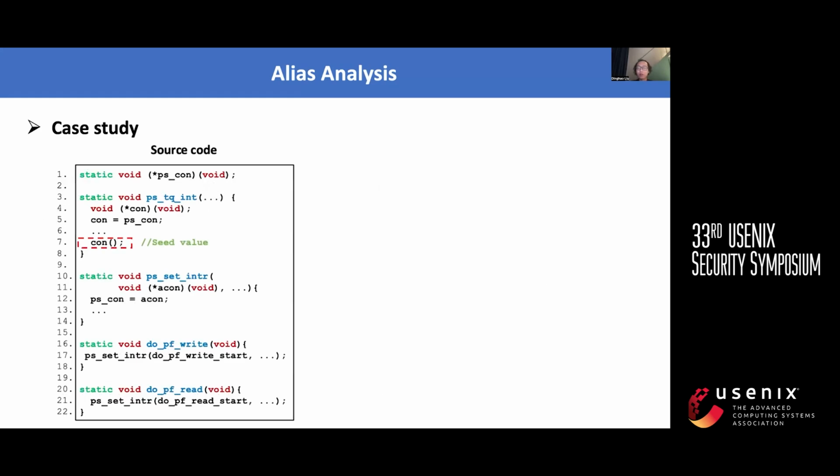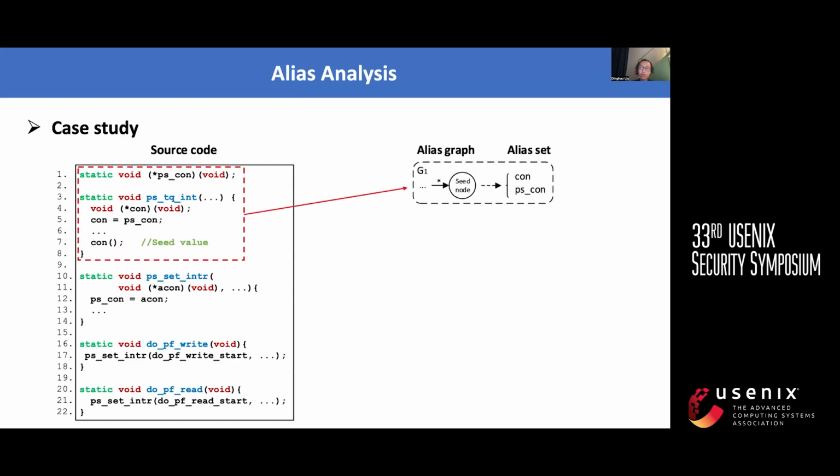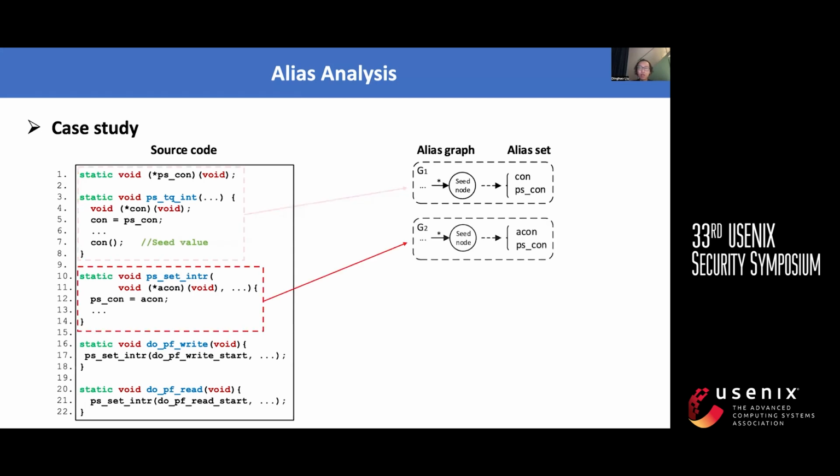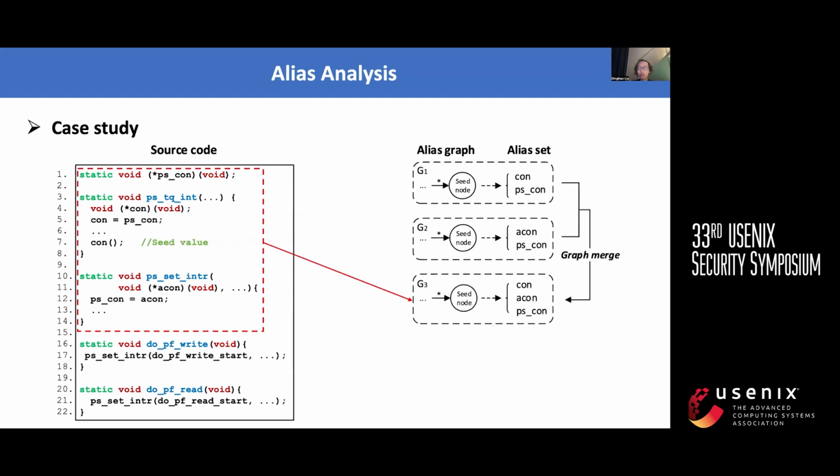Let's see the example. We start the analysis from the Indirect-Call site at line 7. The alias analysis tells us that the Indirect-Call named con is alias with a global function pointer named pscon. Then we track the data flows of pscon and find that it comes from a function argument named acon. By now, the alias set of the Indirect-Call contains 3 pointers. They are alias with each other.